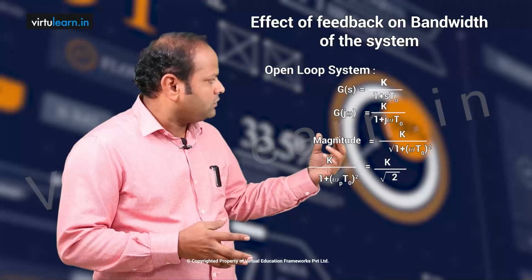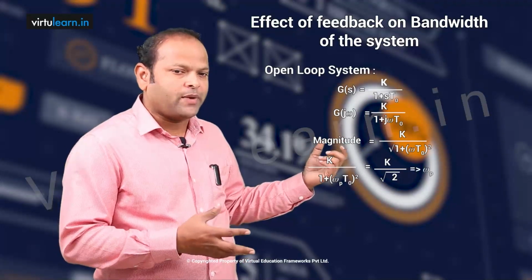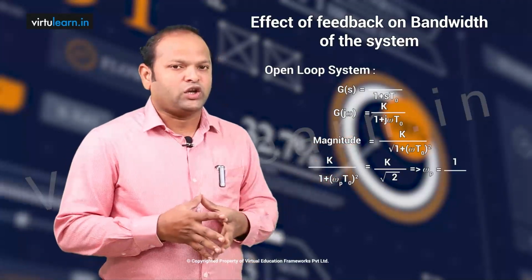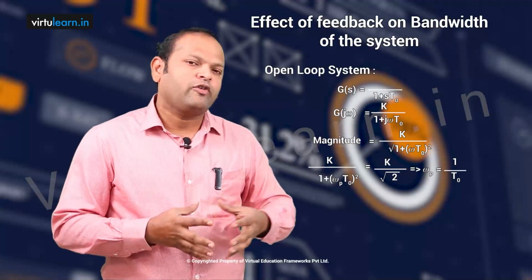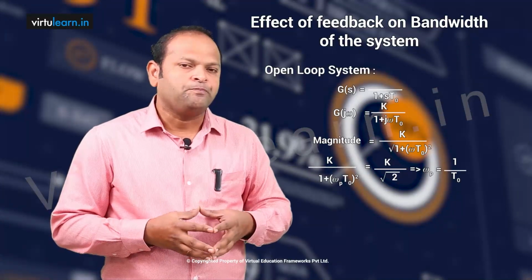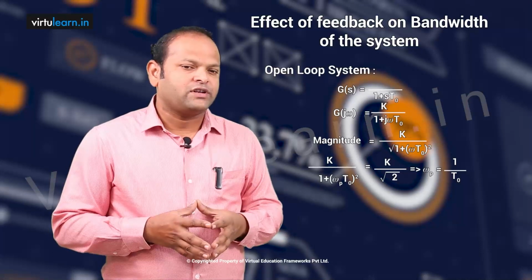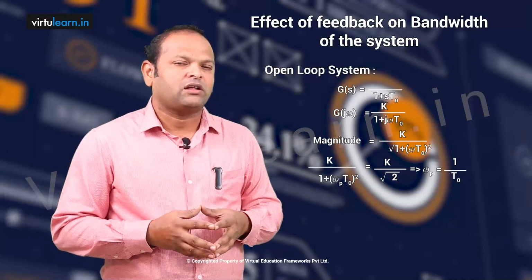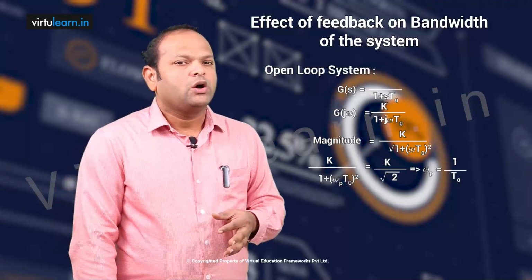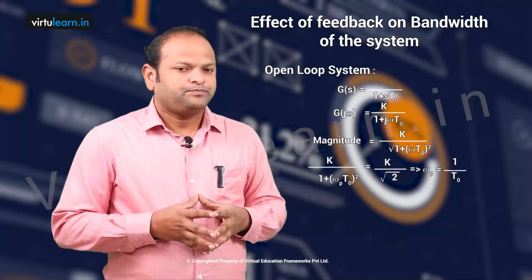Then we can derive that omega b is 1 by T naught. That means for the non-feedback system, for the open loop system, the bandwidth frequency is going to be 1 by T naught, or 1 by the time constant of my open loop system.